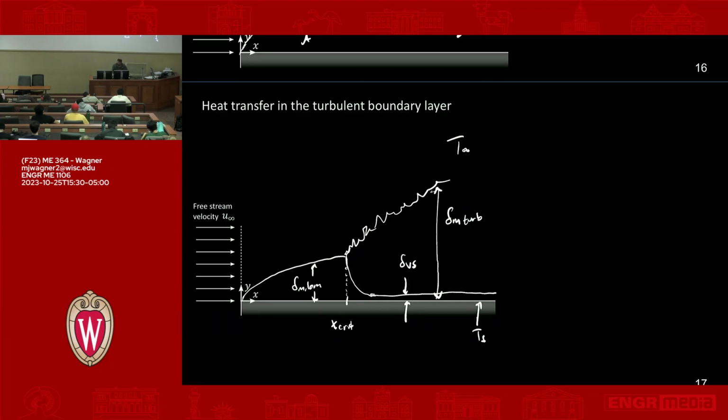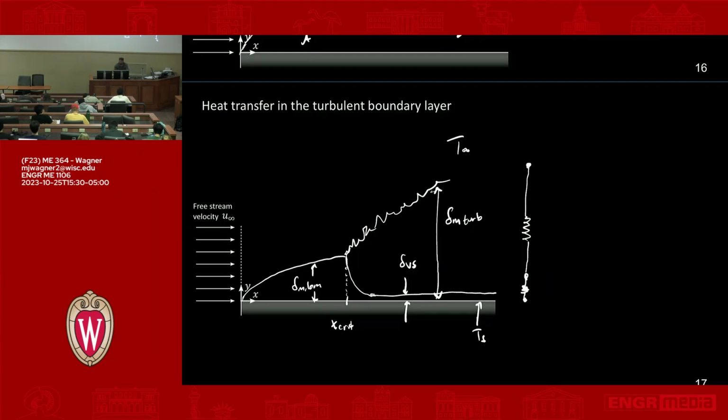The first resistance would be from the surface across the viscous sublayer. And then the second resistance would be from the viscous sublayer boundary out to the edge of the turbulent boundary layer. So these two resistances are both in series and have to be overcome for heat to move from the surface out to the free stream. So let's put some values here.